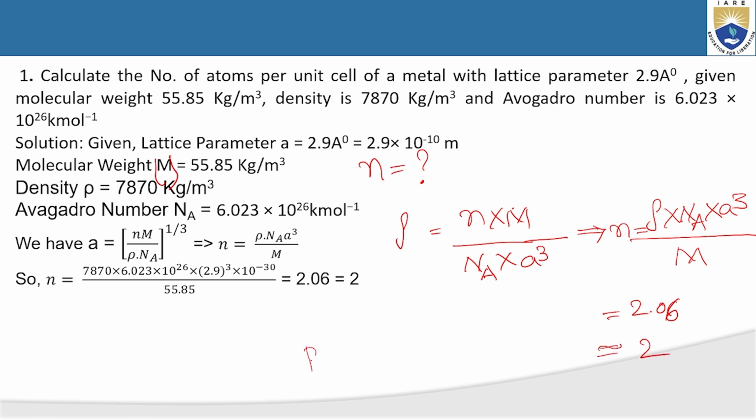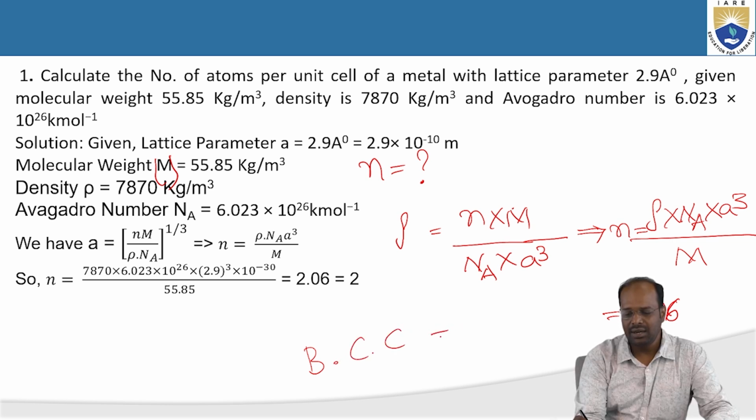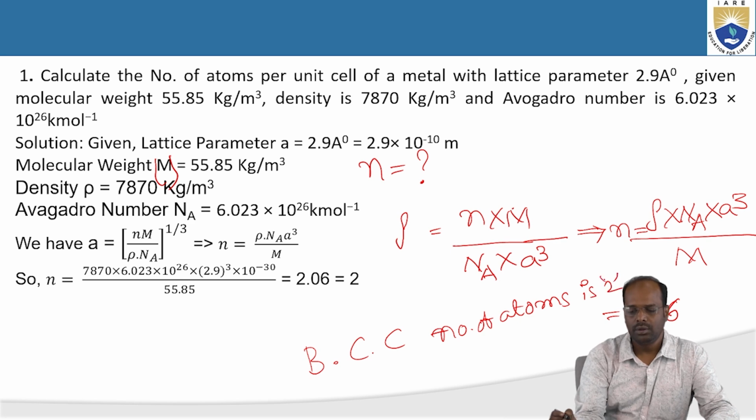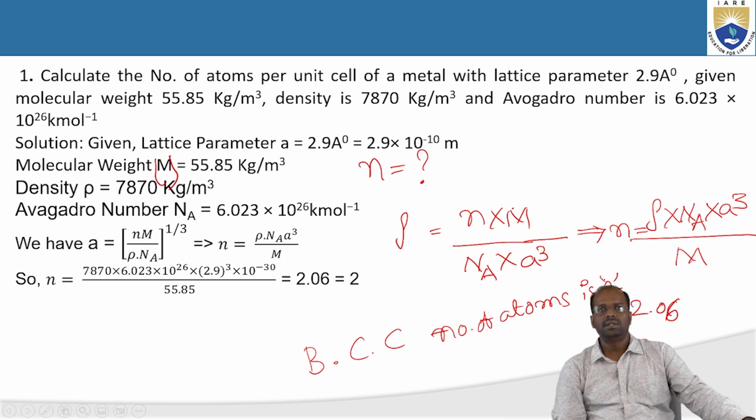This relates to the body centered cubic structure. The number of atoms in a body centered cubic structure is 2. So we got 2 as the number of atoms per unit cell of the metal. N is equal to 2.